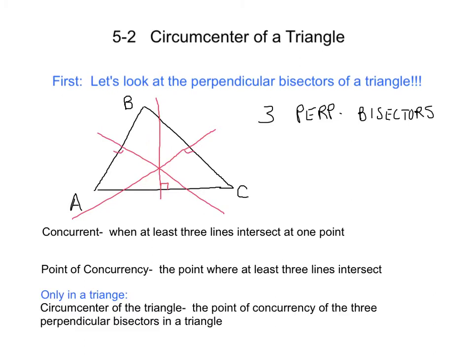And in this specific case, we dealt with the circumcenter of the triangle. But this happens only in a triangle. You have the circumcenter of the triangle, and it is the point of concurrency of the 3 perpendicular bisectors in a triangle, as we have here. That's a very special type of point of concurrency, which is the circumcenter. We have a theorem that deals with the circumcenter of a triangle, so let's go talk about that now.